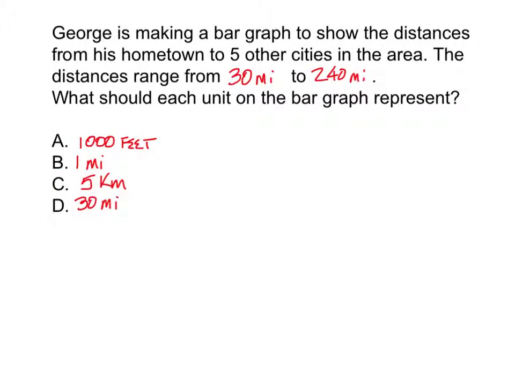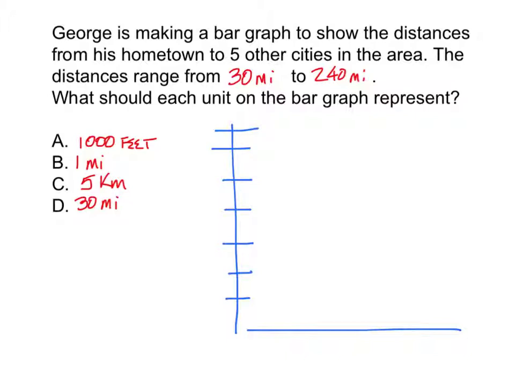George is going to make another graph. This time, the distances range from 30 to 240 miles. So he'll make a graph. He has his units on the y-axis, and he could put more on there. I'm just putting that many. Should each one represent 1,000 feet, 1 mile, 5 kilometers, or 30 miles? What do you think? Which one?